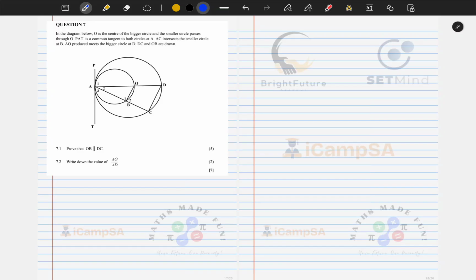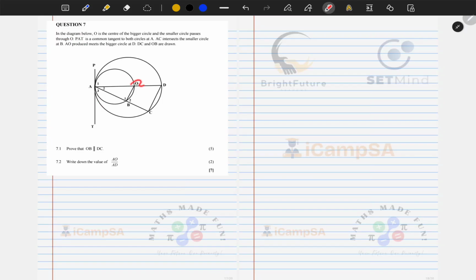So in question 7, we are being told that in the diagram below, O is the center of the bigger circle. So O is the center of this circle. This is the bigger circle, and the smaller circle passes through O. So let's read that again. In the diagram below, O is the center of the bigger circle and the smaller circle passes through O.